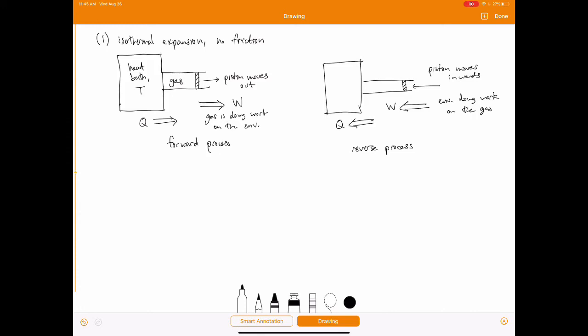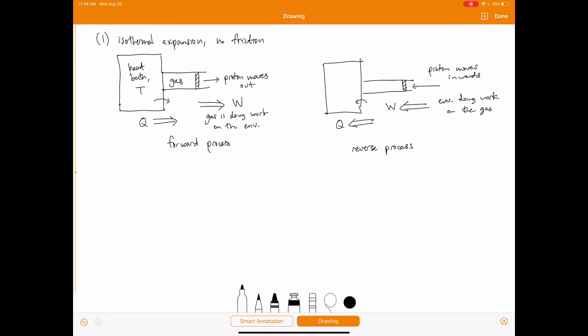So notice how, if we do the forward process, and then immediately after that, we do the reverse process, we end up right back where we started. So the gas is right back in its initial state, and there's no overall change on the environment. Here's how that works. In the forward process, some energy went from the heat bath into the gas. In the reverse process, all of that energy just went right back into the heat bath. So again, the heat bath is right back where it started. All the energy that flowed out just flowed back in during the reverse process.